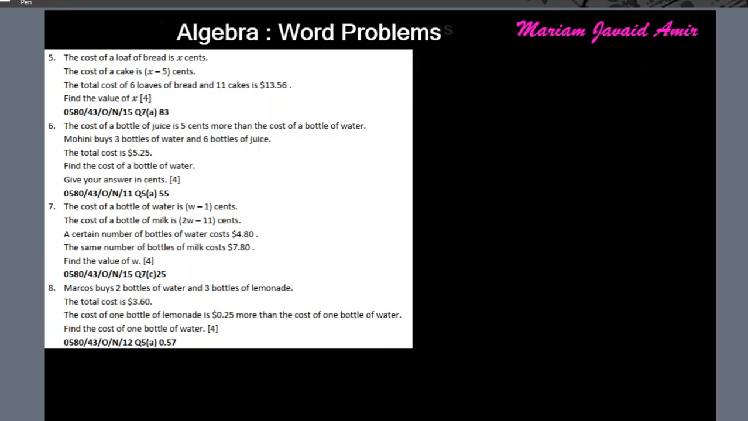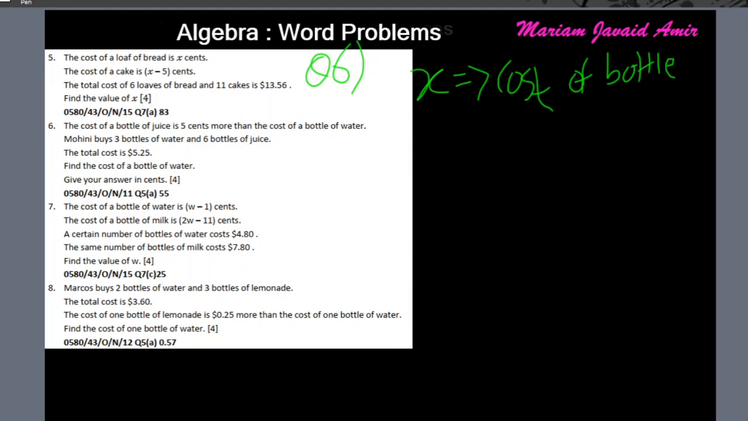Question 6 is: the cost of a bottle of juice is 5 cents more than the cost of a bottle of water. Mohini buys 3 bottles of water and 6 bottles of juice. The total cost is this much. Find the cost of a bottle of water. Give your answer in cents. So let x be the cost of a bottle of water.